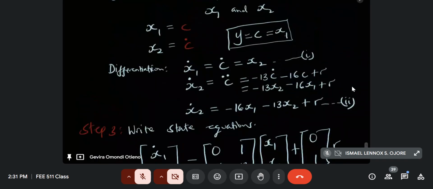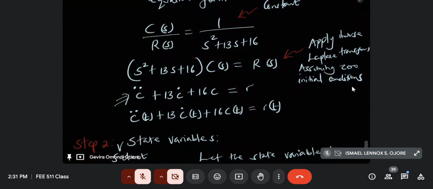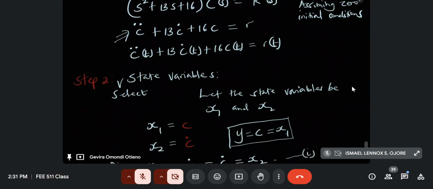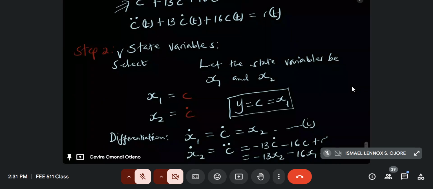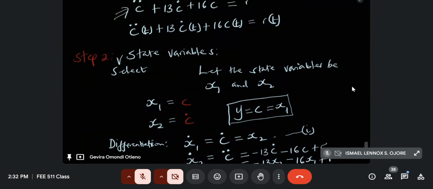So remember, we began with a transfer function C of S over R of S. Over time, we decided to first convert it into a differential equation format. Once we have it in differential equation format, then we pick the state variables from that differential equation. Based on the order, we know that there are 2 in this case, and we pick the variable that has derivatives. So we have picked C and the derivative of C because they are available in our differential equation.